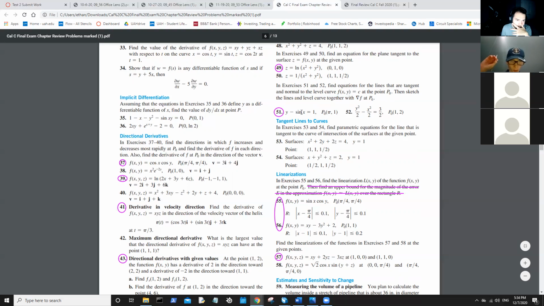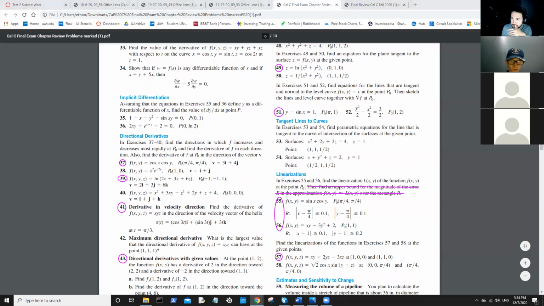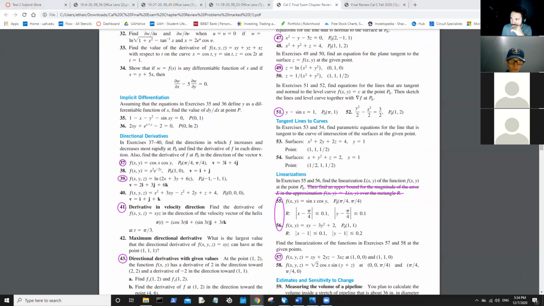Okay. Wait, which one are you on? 51 now. Okay. I'm pretty sure he did this. Did he do 51? Yeah, he did 51, which is good. So we won't have to go scrambling for answers here once we're finished with it.